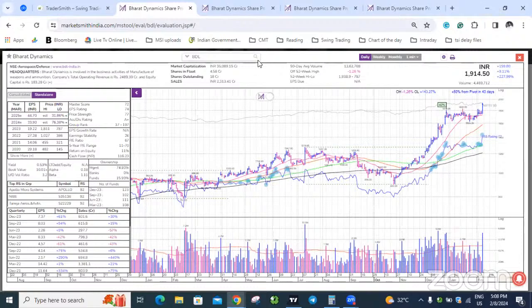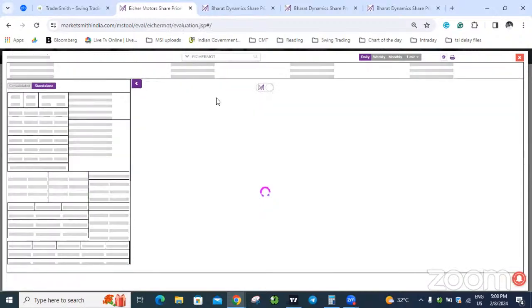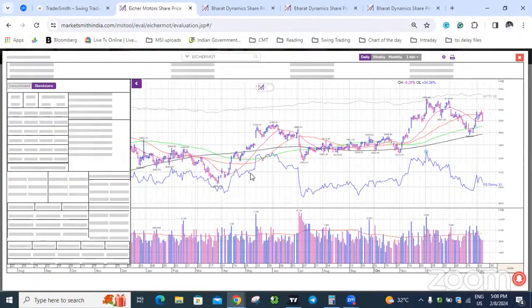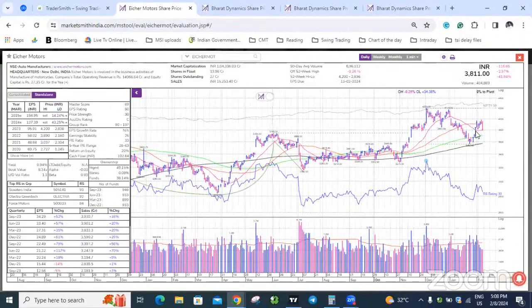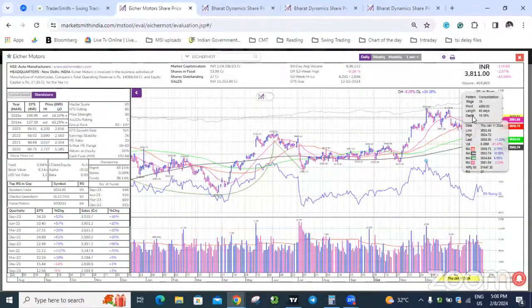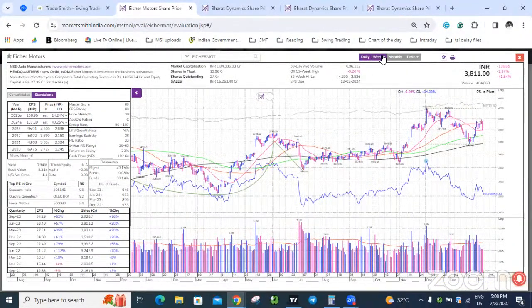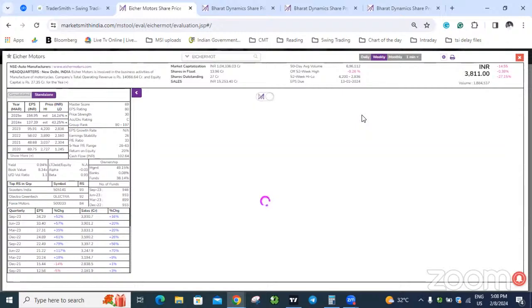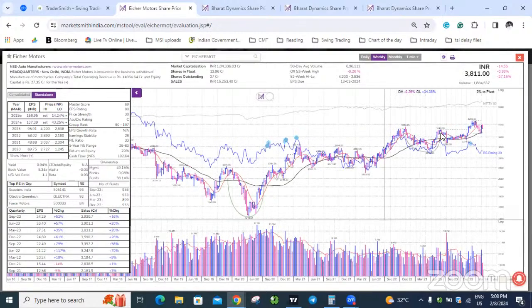So let me take a few queries. First one is Eicher Motor. It was trading in a consolidation zone in this particular range. So let me take a broader perspective. It is trading in this price range.